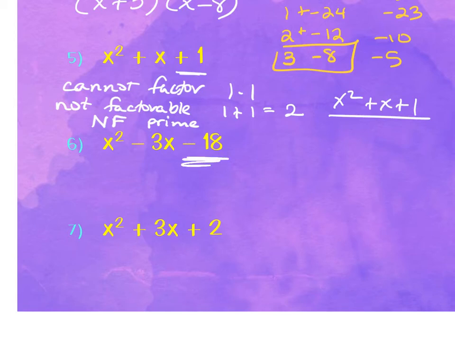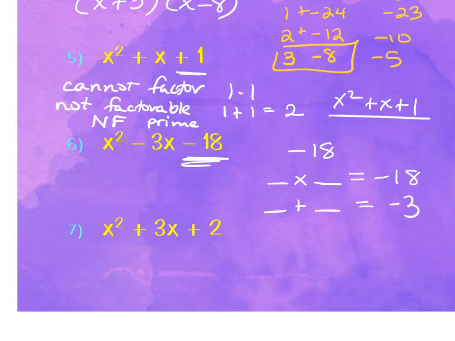Factors of negative 18. So again, two numbers that will multiply to give me negative 18, but the same two factors that when I add them, I get negative 3. Notice the last term is negative, so I need to take a peek at the middle term. It's negative, so that tells me my bigger factor is going to be negative. So I'll make my list. 1 times negative 18. This one gives me negative 17.